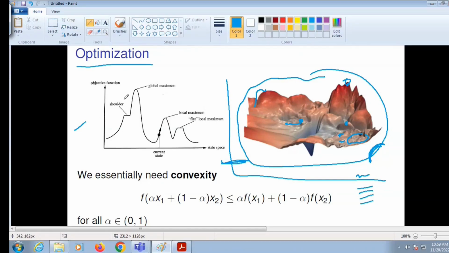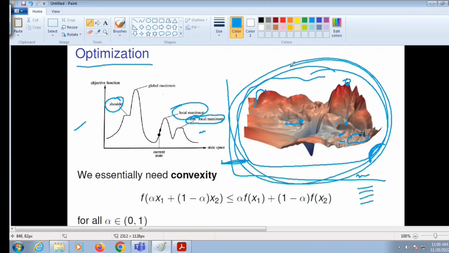What could be the issues? The shoulder could be an issue, a flat local maxima could be an issue, ripples could be an issue. So there could be local maxima as an issue. These could be various kinds of issues. Yes or no? Can I stop? Can I say that we understood this point? Yes, sir. Okay.